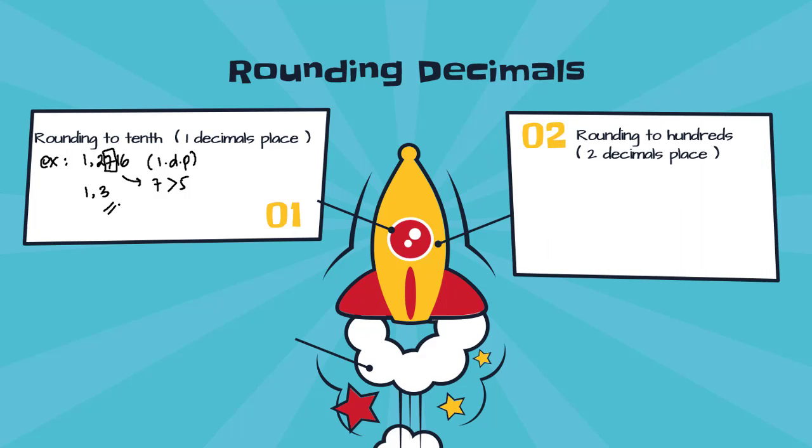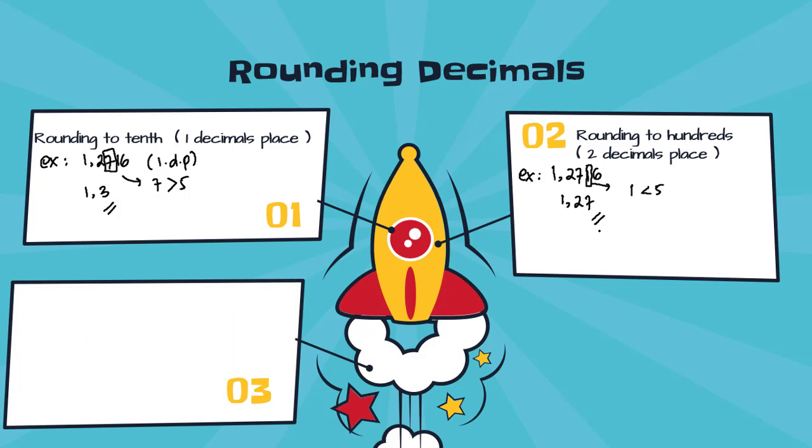And next, rounding to hundreds or 2 decimal places or 2 dp. That means leave 2 numbers after the decimal point. For example, if I have 1.2716 and I want to round it to hundreds, it's equal to 1.27. Look at 1 after 7. Because 1 is less than 5, we have to round down. So it's equal to 1.27.